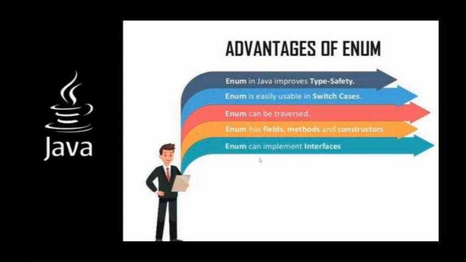The advantages of enum are that enum in Java improves type safety. Enum is easily usable in switch statements. Enum can be traversed. Enum has fields, methods, and constructors. Enum can implement interfaces. The following make enum a special class: enum constants cannot be overridden, enum doesn't support the creation of objects, and cannot extend other classes. Enum can implement interfaces like classes.